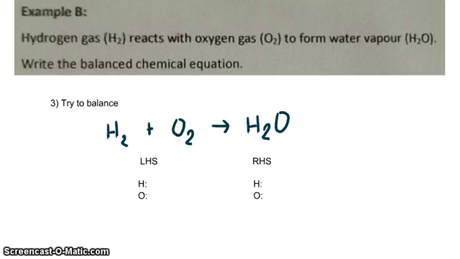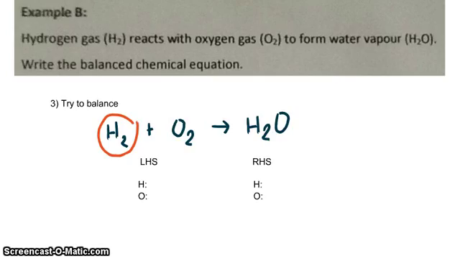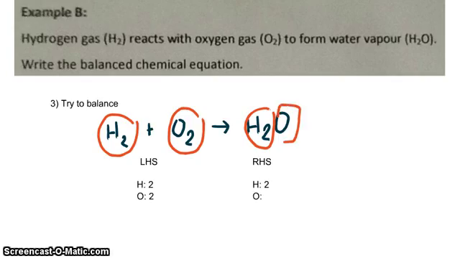Once we have done that, we then need to count how many hydrogen there are on the left. So on the left, we have 2 hydrogen. We then write down how many oxygen we have, which is also 2. We then proceed to count how many hydrogen there are on the right, and it shows us that there is 2. As for oxygen, it's on its own. There's no number in front or behind, so there is only 1 oxygen.